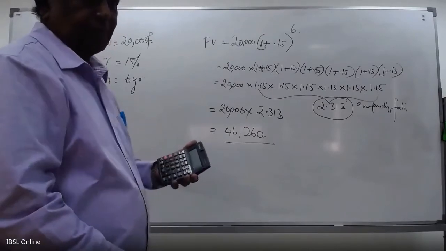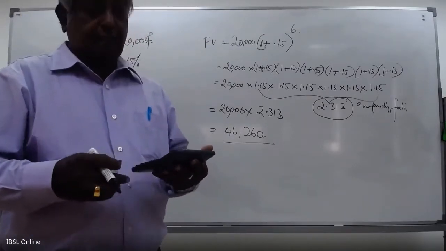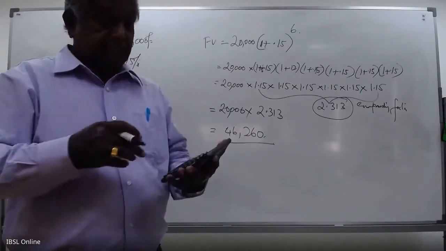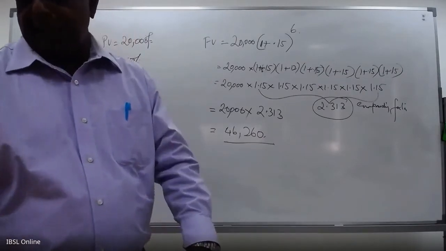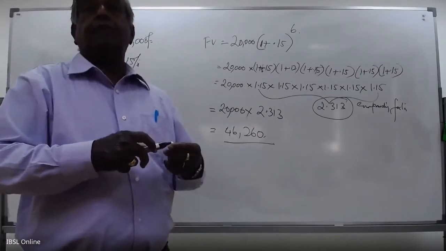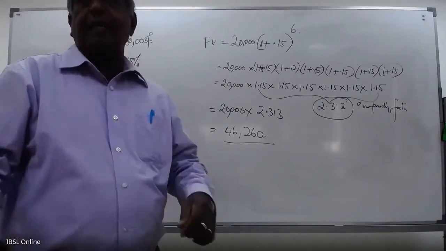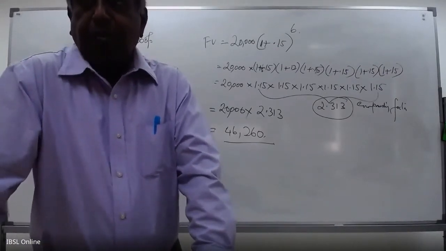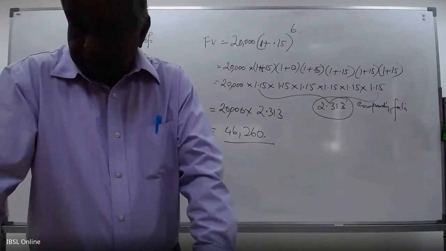Now, when a customer comes to you, actually you are working in the bank, you may be in the fixed deposit division. If the customer comes and asks you, if I put 1 million in a fixed deposit, how much will I get after five years?